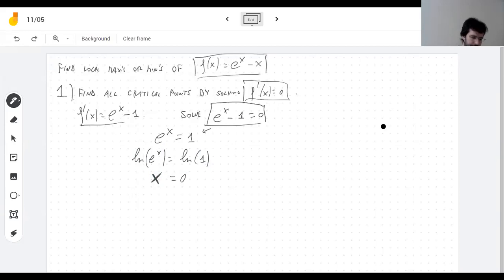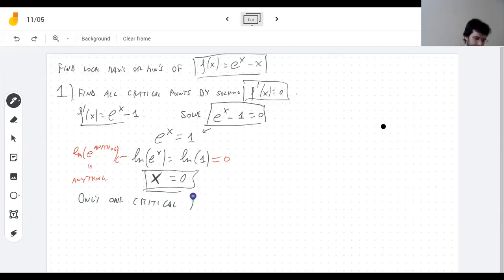So you get x equals zero. That's the solution. So ln of one is zero. Ln of e to anything equals anything. So there's only one critical point, which is x equals zero. So, is it a maximum or a minimum? Or neither?